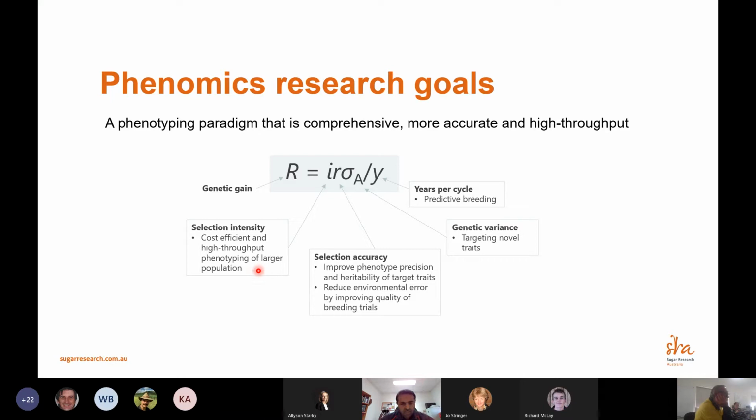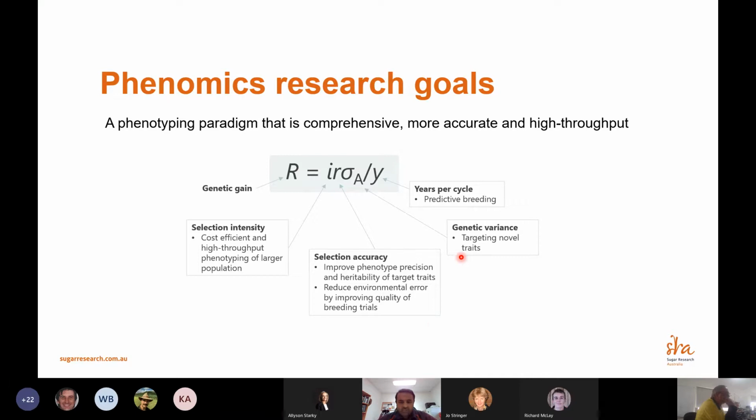Now, because the drones are high throughput and they're cost effective, they can help in phenotyping a larger population and thereby increasing the selection intensity. The selection accuracy can be improved by improving the heritability of the traits through more precise phenotyping, and by improving the quality of breeding trials by reducing the error variance in breeding trials. So the drones can help with that.